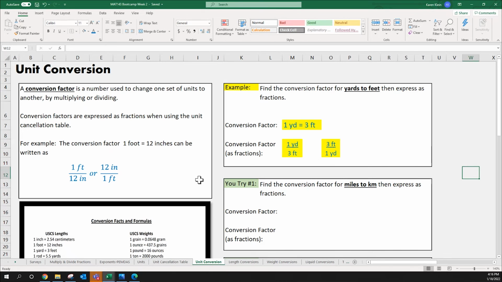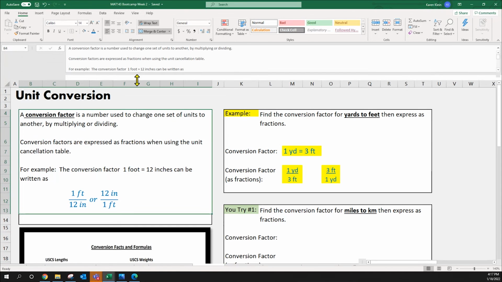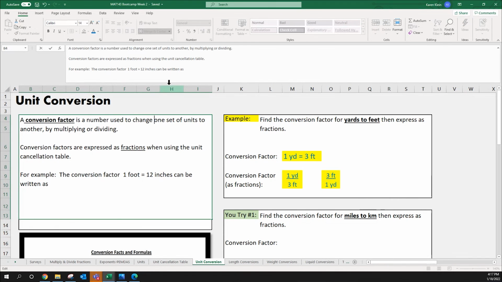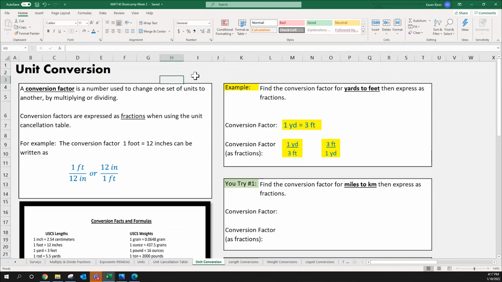So in this tab of unit conversion, I have a couple things in here. One, what is unit conversion? Well, basically, we need a conversion factor. So a unit conversion is when we want to go from one unit to another. A conversion factor is going to be the number we use to get there. So a conversion factor is a number used to change one set of units to another, either by multiplying or dividing. Now we're going to use it using that cancellation table. So the conversion factors that we use are going to be expressed as fractions. So please make sure that you highlight that, because that's important, because the fractions are going to help us build our cancellation table.